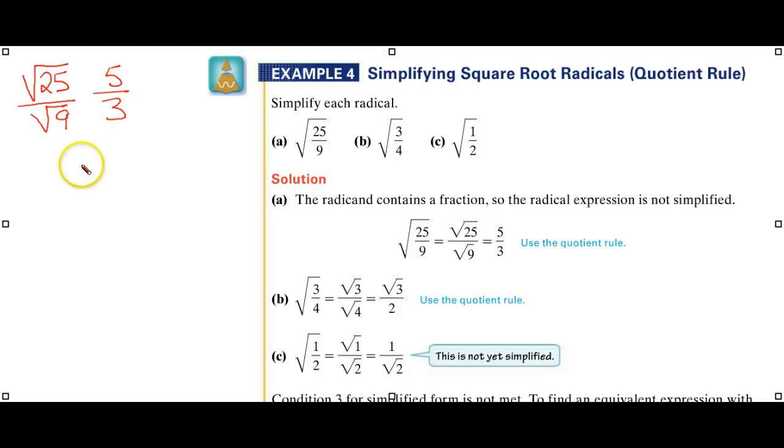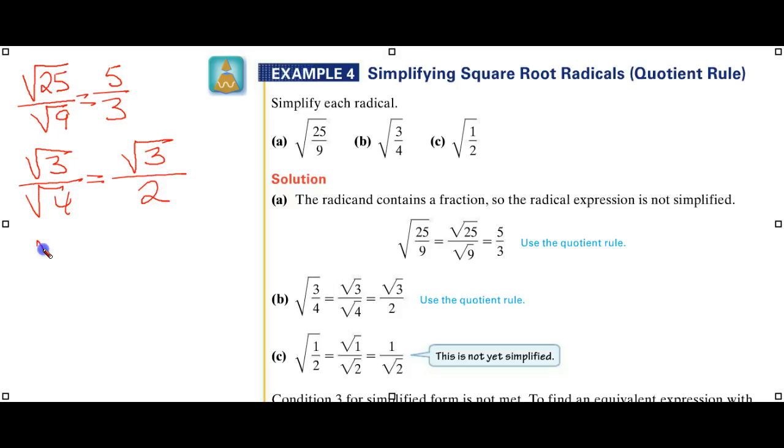And in example B, we could say radical 3 over radical 4. Here, this isn't a perfect square, so that would be radical 3. Now the square root of 4 is 2. Notice this meets our criteria for simplifying, because where there was a radical in the denominator before, now there isn't one.